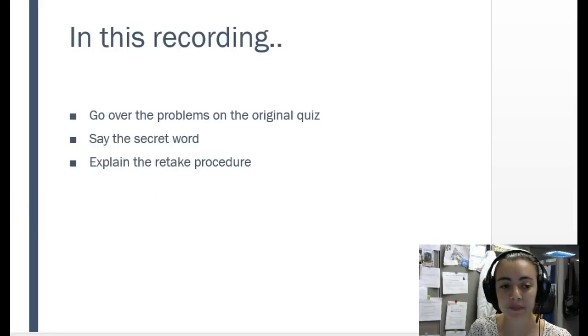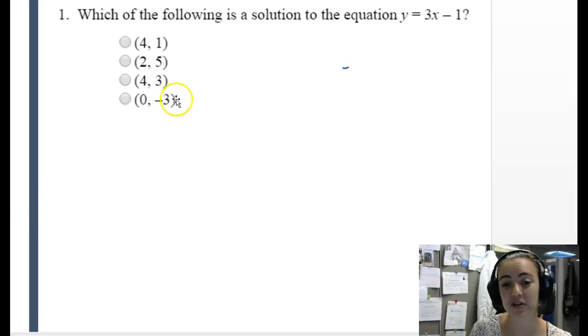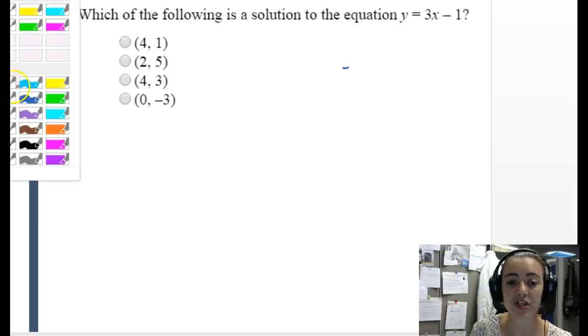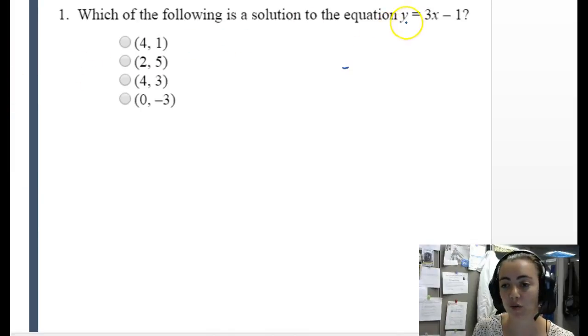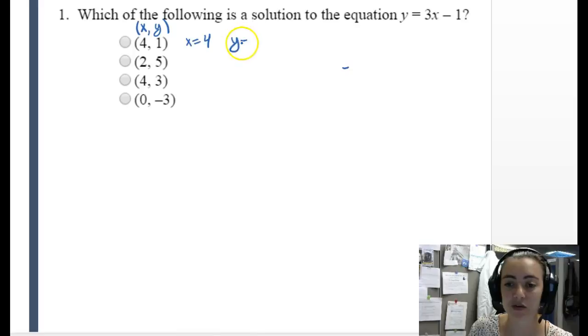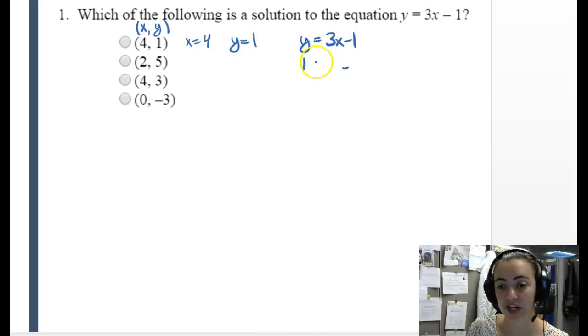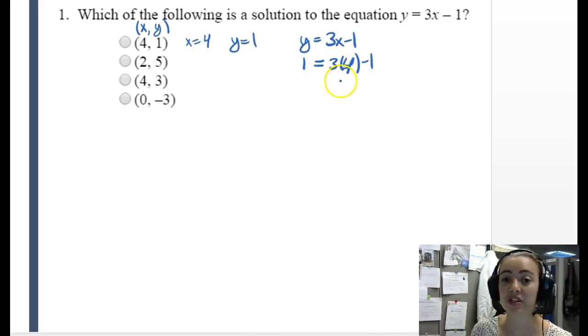So to start with the original questions, on question 1, it says, which of the following is a solution to the equation y is equal to 3x minus 1? So it gives us a list of ordered pairs. Remember that ordered pairs go x and then y. So in this question it means x is equal to 4, y is equal to 1 for that first option here. So with our equation y is equal to 3x minus 1, we can substitute in. So instead of y we'll write 1, instead of x we'll write 4. And then we'll simplify using the order of operations.